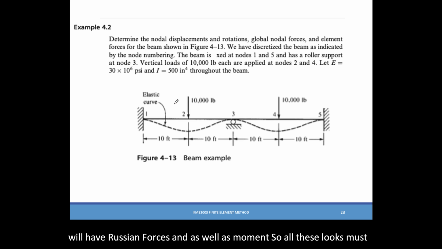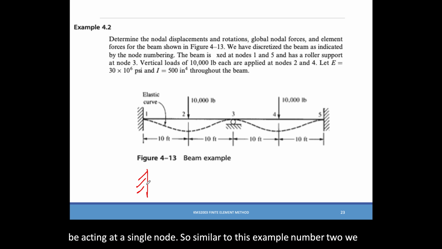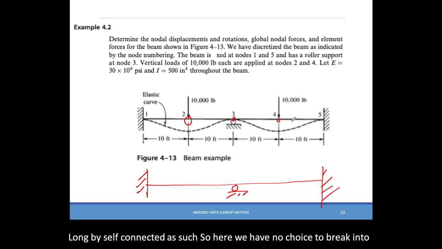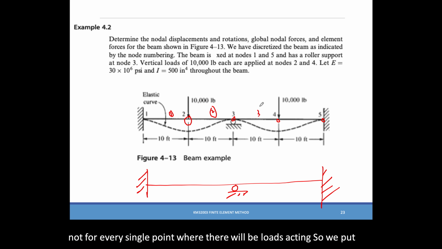Similar to this, example number 2, we have a long bar connected as such. So here we have no choice but to break into nodes at every single point where there will be loads acting. So we will break them into 4 elements, element number 1, 2, 3 and 4.